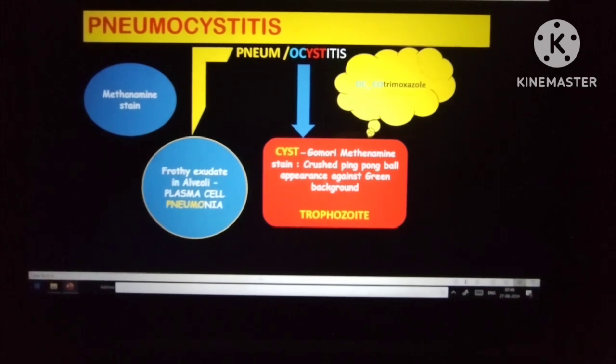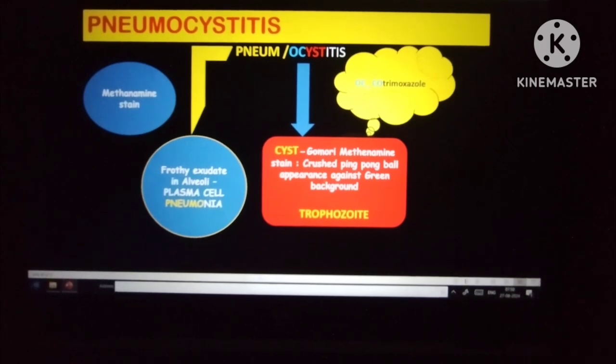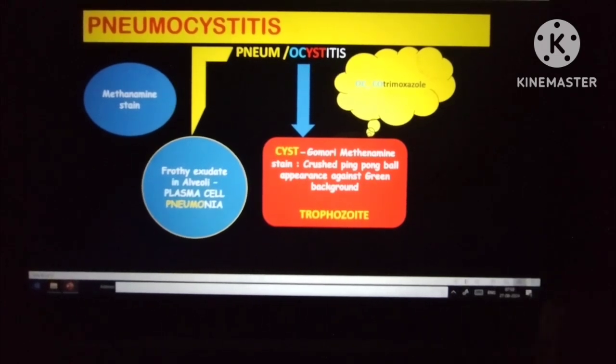So you want to remember this. The trophozoites also will be there, but mostly the cyst is identified. So for Pneumocystis, you can just break the word into OC and cyst. OC for cotrimoxazole and cyst for the cyst, which has the crushed ping pong appearance against a green background. So that's a typical feature. Just a mnemonic so that we can remember it easily.